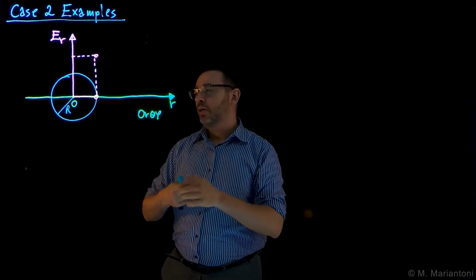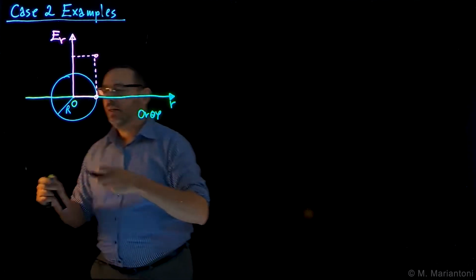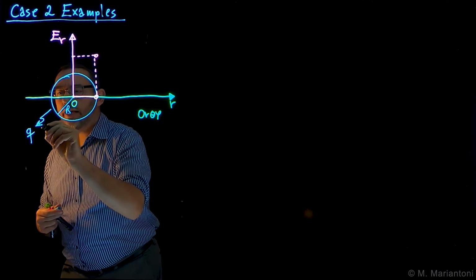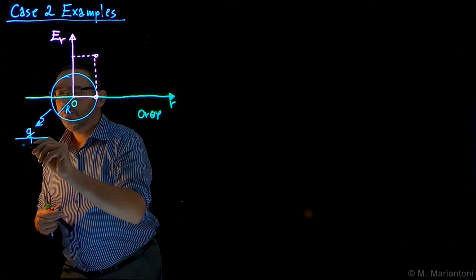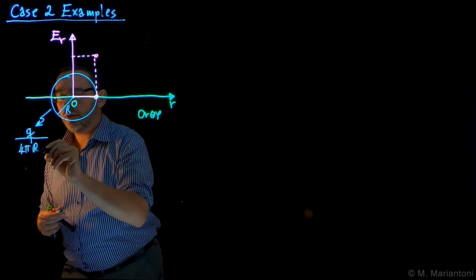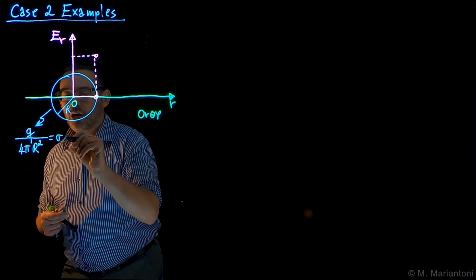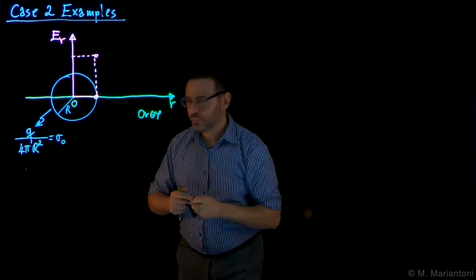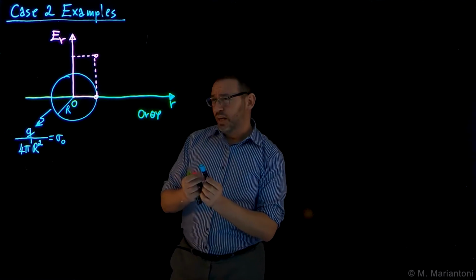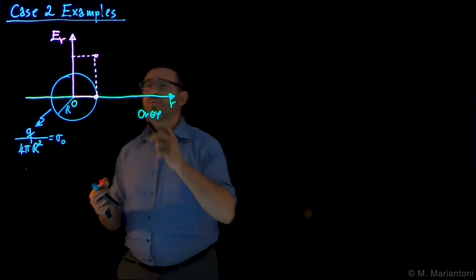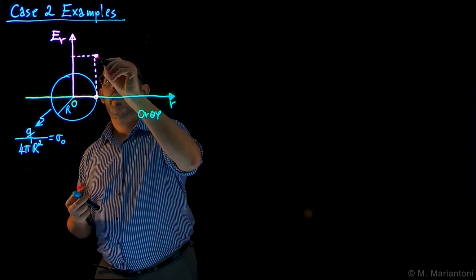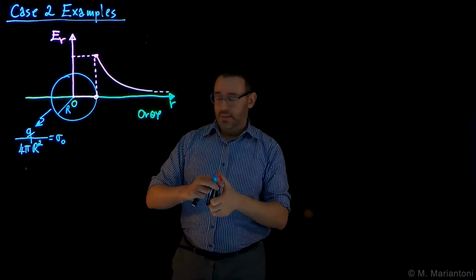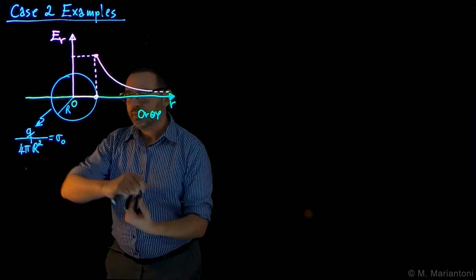So if the charge on this shell is Q, we know that Q divided by 4 pi capital R squared is sigma naught, okay? The charge density is constant on this shell. So in this case, outside it behaves, according to Coulomb's law, as 1 over r squared, all the way to infinity. Let's write it down a little bit more properly down here.